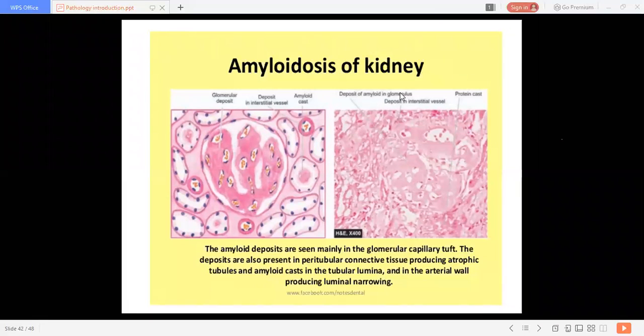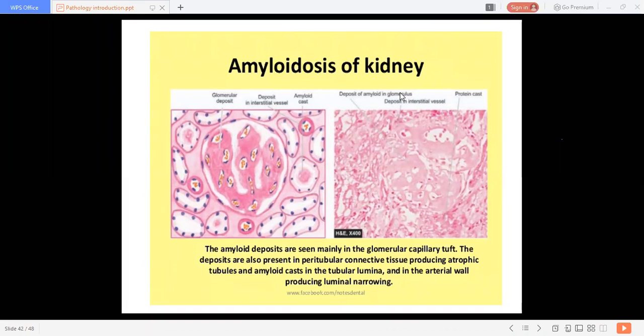So in this formation of amyloid, when these plasma cells get activated in case of hypergammaglobulinemia, they secrete or stimulate the formation of glycoproteins. So these glycoproteins combine with acid mucopolysaccharide, which is present in the basement membrane of the capillary endothelium.